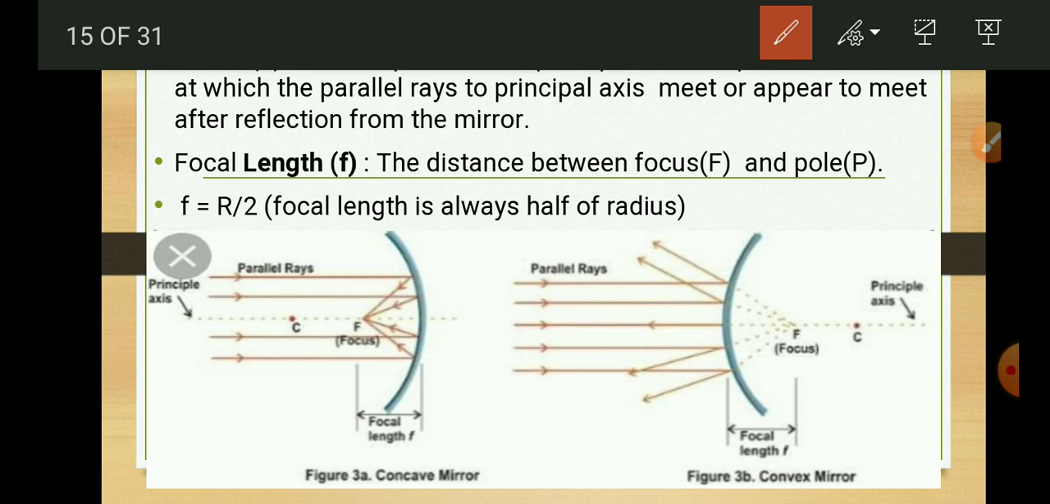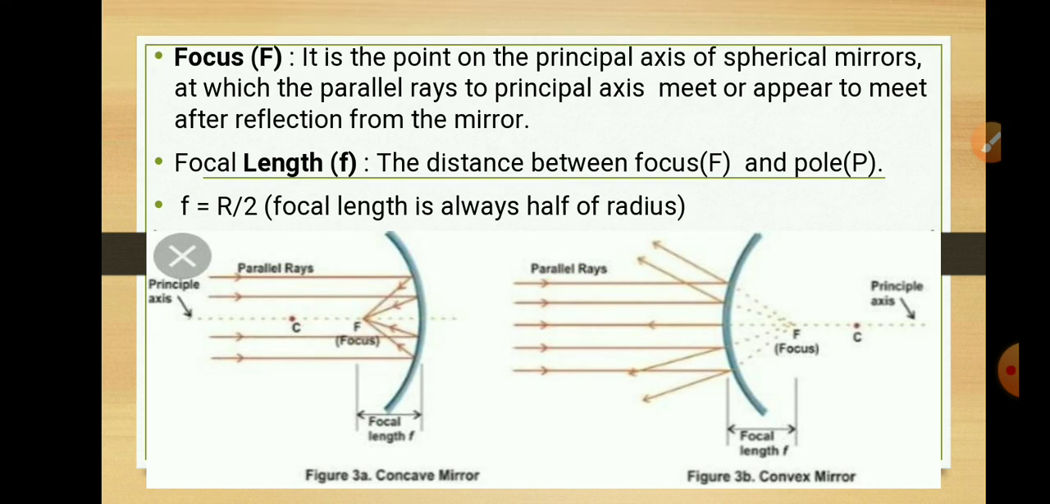So this is the radius of the concave mirror, and the focal length is exactly half of the radius of the concave mirror. So the relation between focal length and radius of curvature is f equals r divided by 2, or r equals 2f. That is, the radius of curvature is double the focal length. So students, this is all about the basic terms related to spherical mirrors. Now we will learn about rules to obtain an image from a concave mirror.